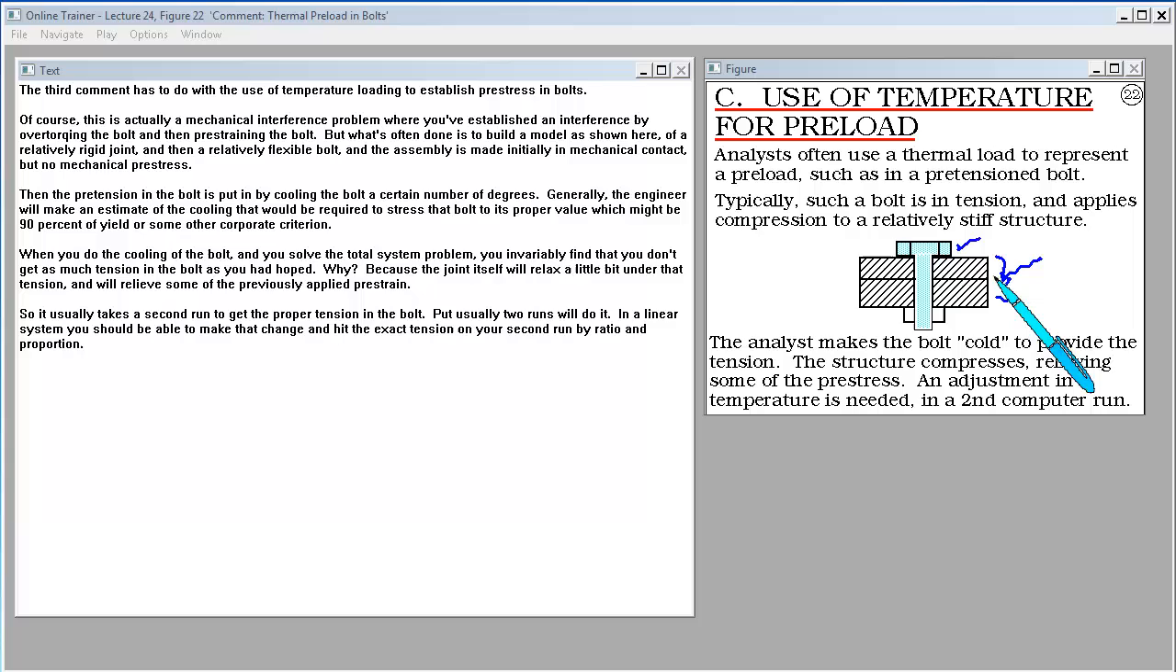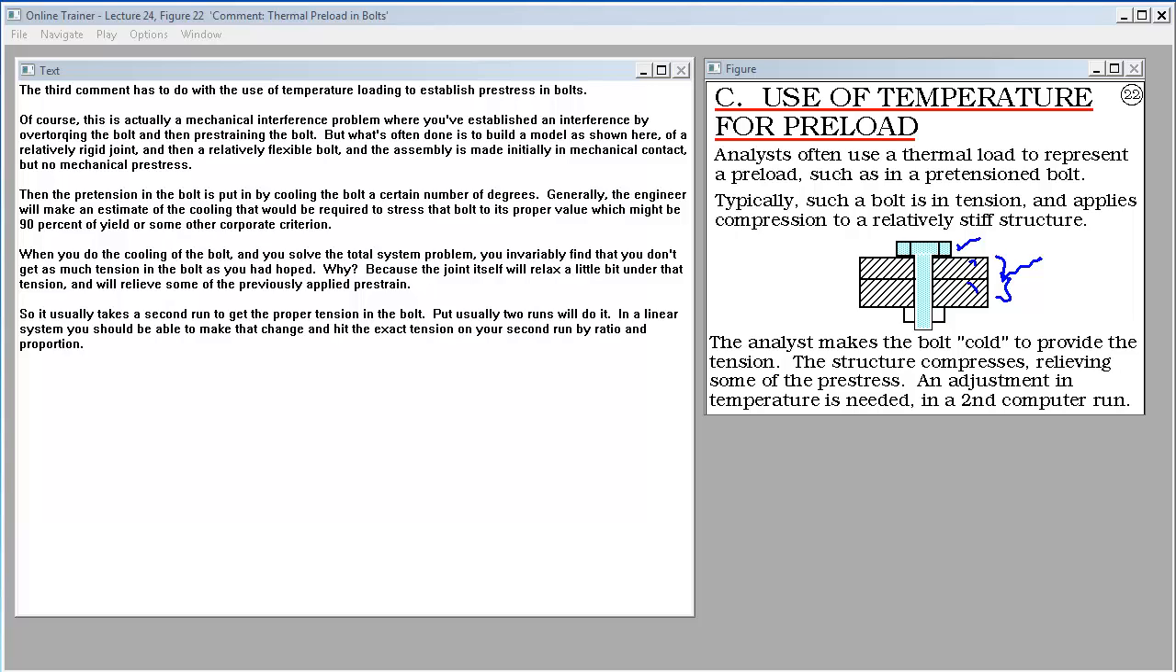When you do the cooling of the bolt and you solve the total system problem, you invariably find that you don't get as much tension in the bolt as you had hoped. Why? Because the joint itself will relax a little bit under that tension and will relieve some of the previously applied pre-strain. So it usually takes a second run to get the proper tension in the bolt. But usually 2 runs will do it.